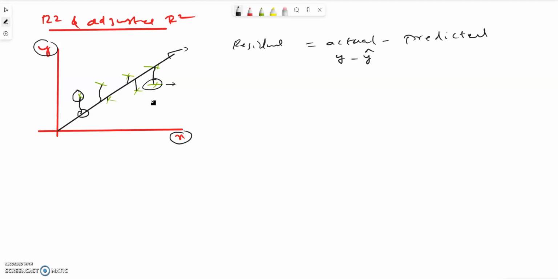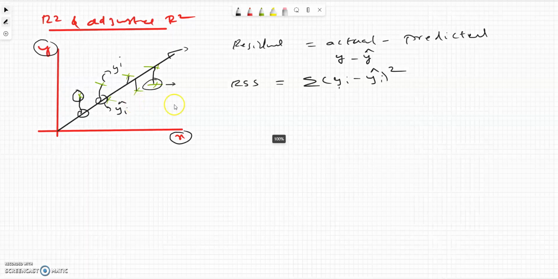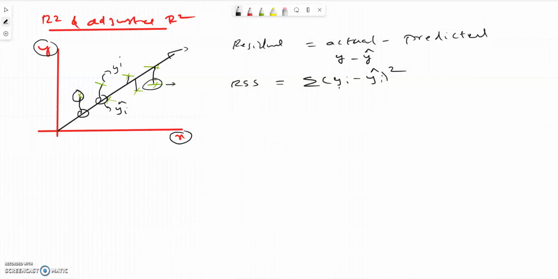Now I would like to write an equation for residual sum of squares, which is also called RSS, which is equal to summation of yi minus yi hat, squared. Here yi will be the data point, and yi hat will be the point on the regression line. So this is what we have understood from residual sum of squares.